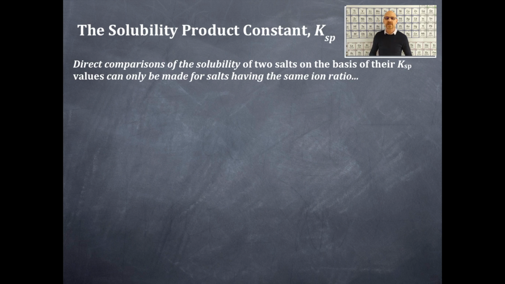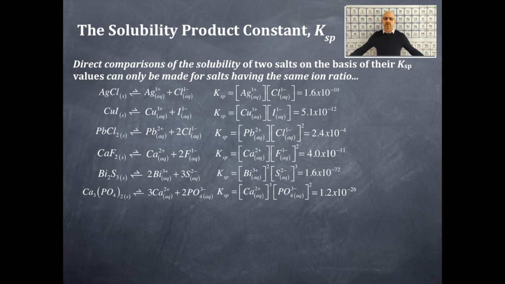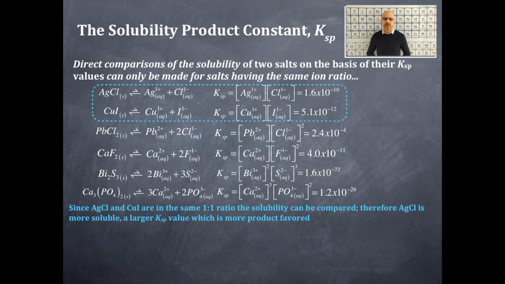Direct comparison of the solubility of two salts on the basis of their KSP values can only be made with salts having the same ion ratio. So we've got the same ones that we had here before, and I'm going to highlight the silver chloride and the cuprous iodide. They are both in a 1-to-1 ratio, so therefore we can compare their solubilities. And I've noted this right here. So the silver chloride and the cuprous iodide are in the same 1-to-1 mole ratio of cation and anion, and they can be directly compared with their KSP values.